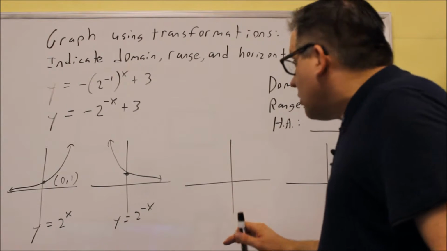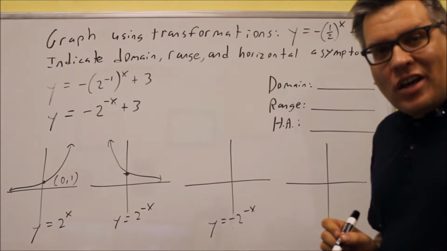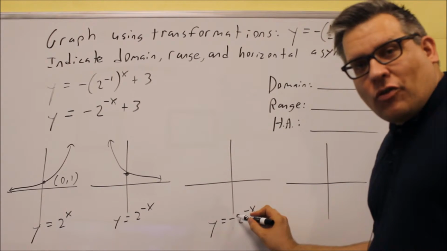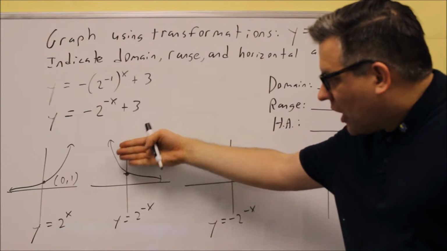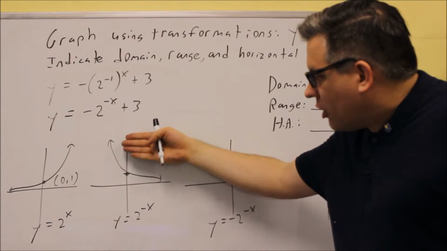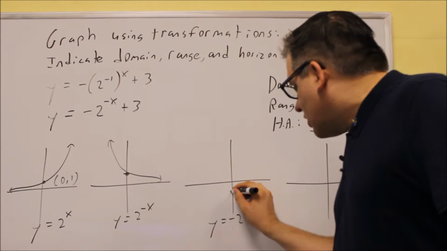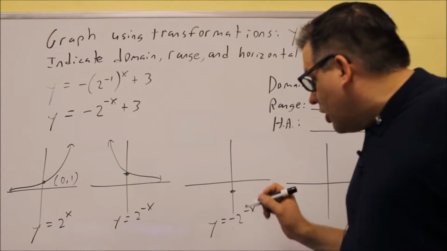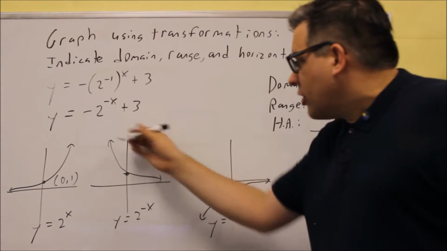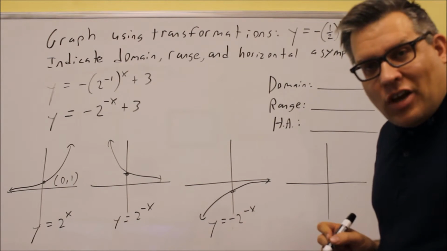Now the next one we're going to do is apply the negative on the outside. So we're going to do both of those: negative 2 to negative x. We've already graphed 2 to the negative x, which is this one. The negative that's out front is going to flip this graph over the horizontal axis. So it was going up, now it's going to go down. The point that was up there at 0, 1 gets flipped down to here, so now it's going to go through 0, negative 1. The graph itself is now going to look like that. So that would be negative 2 to negative x.